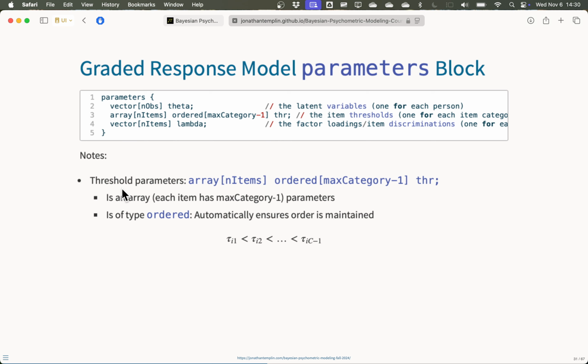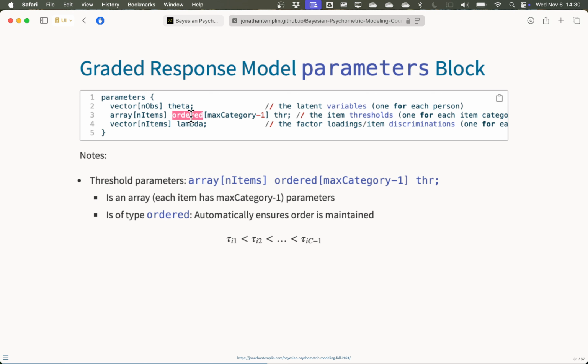The graded response model parameters block is where we start to see a few differences. Now, theta and lambda are the same as you've seen before, but for the thresholds, this is an array now. Remember, each item has 4 thresholds. So we have the number of items as our first dimension of our array. And in the array statement in Stan, we have to declare the type of variable that shows up in the array. Here, we're going to use a special data type in Stan called ordered.